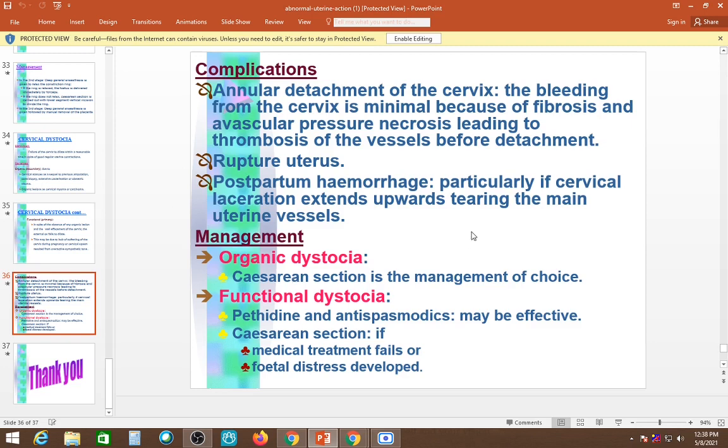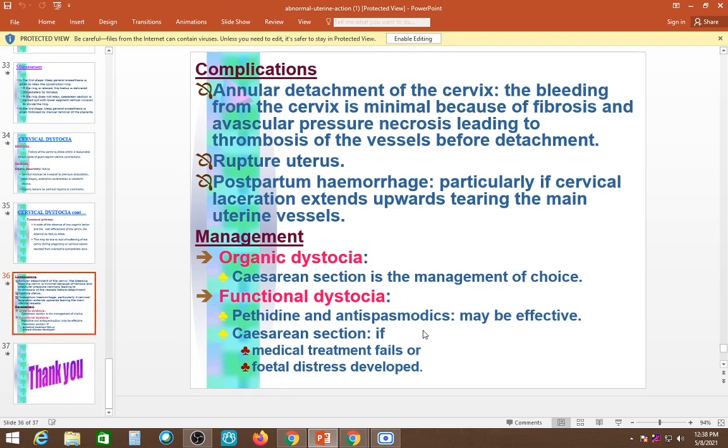Then postpartum hemorrhage, particularly if cervical lacerations extend upward, tearing the main uterine vessels. Even after the baby is delivered, there will be postpartum hemorrhage because of the trauma to the cervix.